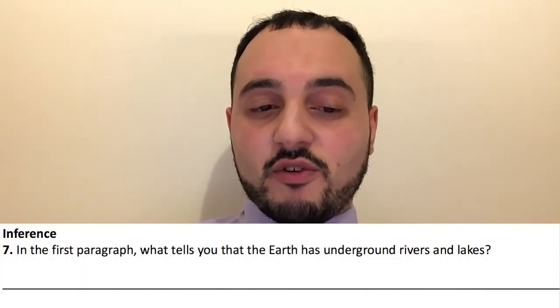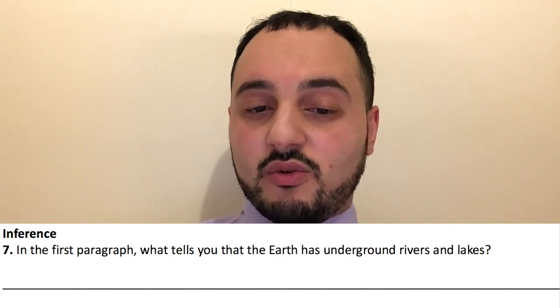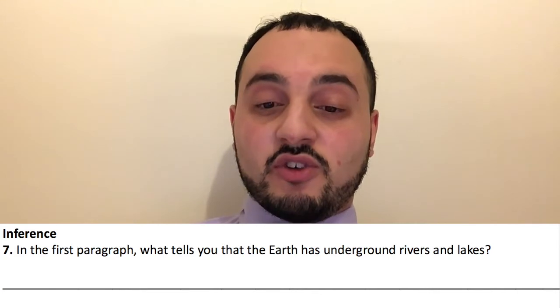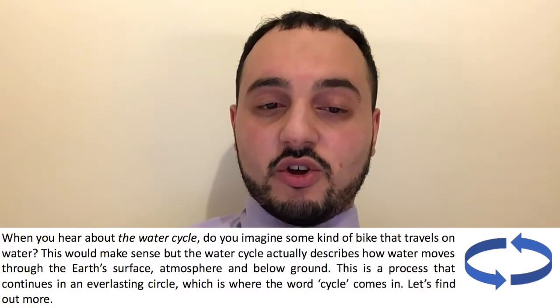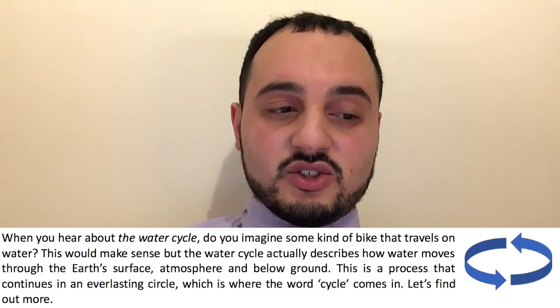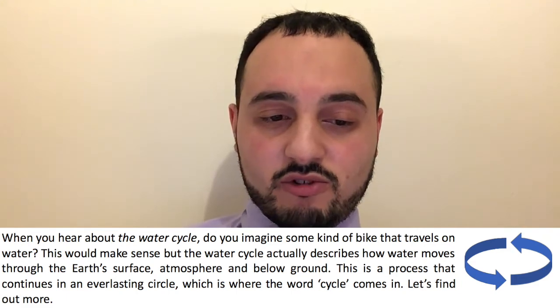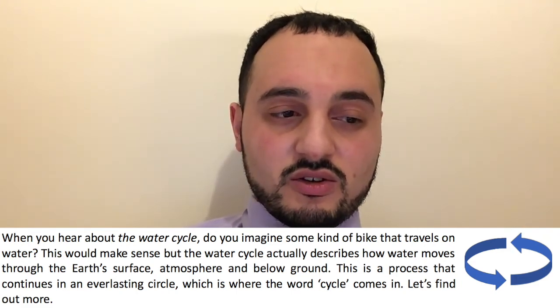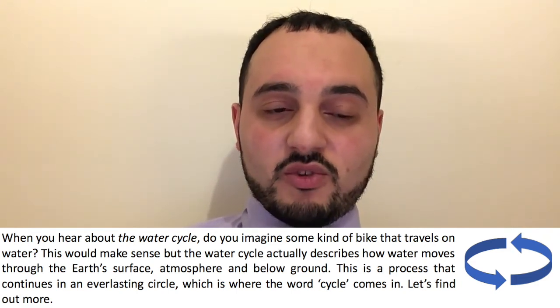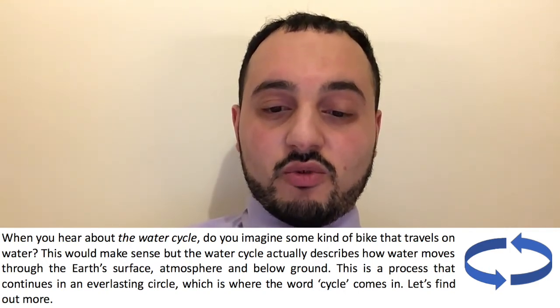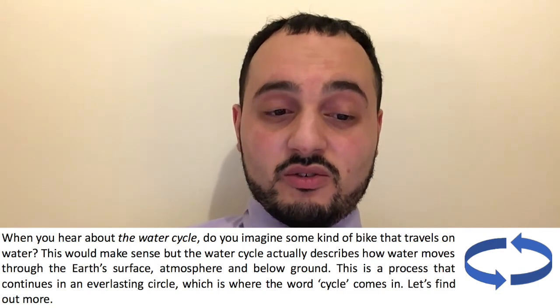In the first paragraph, what tells you that the Earth has underground rivers and lakes? So look at that first paragraph. What does the text say? It says that water moves through the Earth's surface, atmosphere, and below ground, doesn't it? So that is the answer to that one. Okay, that's exactly what I've written down for that one.